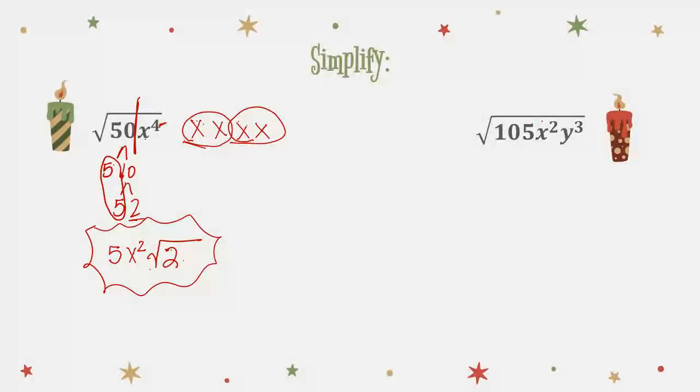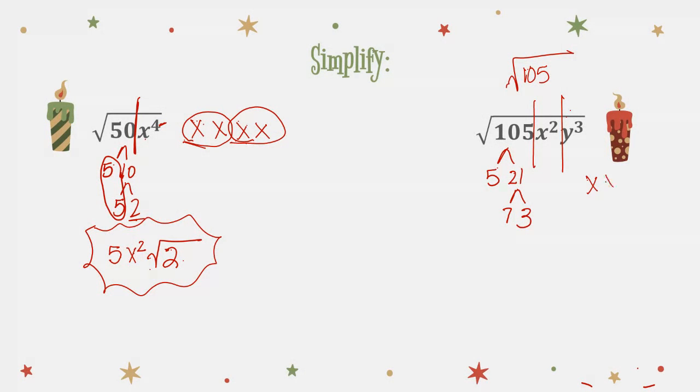Looking at this next one, I'm actually going to split this into 3. I'm going to deal with the 105, then I'm going to do the x squared, and I'm going to do the y cubed. So pause the video real quick, make your factor tree for 105, and see what you get. Hopefully, yours looks something like mine, and you have a 5, a 7, and a 3. No pairs here. So nothing gets to come out of the radical, which means that full 105 is staying inside the radical.